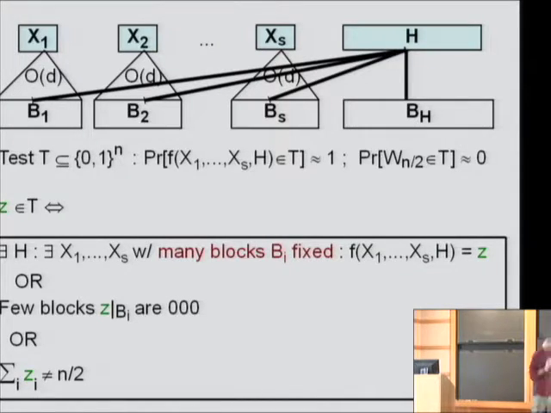Okay, so I'm going to check for three things. First, I'm going to check that I could be in the low entropy case. That means that after I fix H, there are many of these bits X which are fixed, and so I just have a few strings of that type, and I can deal with those. Or there are few blocks which are all zeros. That's likely in the W(n/2) case, because these blocks are small, I can catch it, or I have anti-concentration.